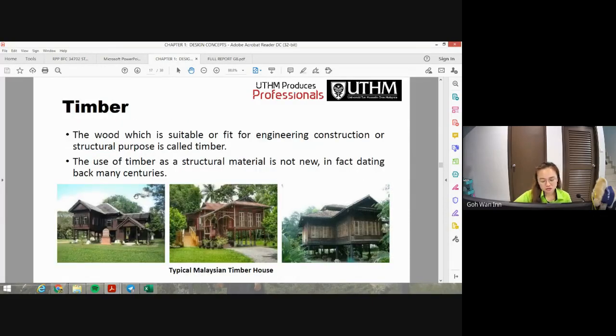Okay, so next we go to timber. Basically we have three materials here: concrete, steel, and timber. We already explained two. So now we go through timber. Timber is wood which is suitable or fit for engineering, construction, or structural purposes. The use of timber as structural material is not new. In fact, it's from centuries. You can see a lot of our houses here in Malaysia, typical timber houses. It's made totally of timber.